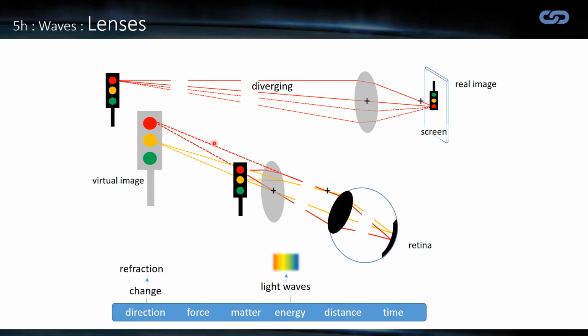These dotted lines are not real ray lines, but they're kind of what the brain sees, and we get a virtual image, so an image that can't be projected on a screen, and in this case is actually larger, so it has a magnifying effect, and the degree of magnification is simply expressed as a number: times 3, times 4, and so on.